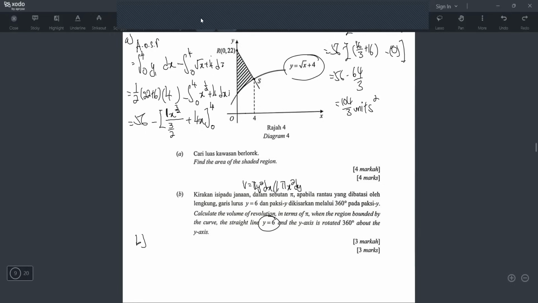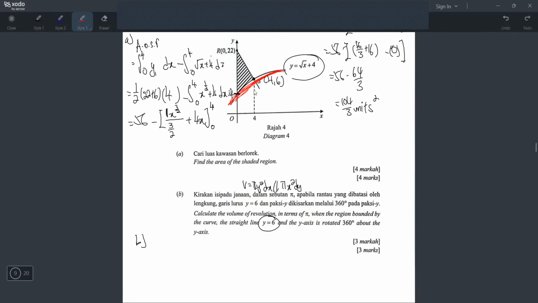Okay, so what does it mean by region bounded by curve? So this is the curve, region bounded by curve, and then straight line y equals 6. Actually we already know this point S just now. It's 4, 6, right? How do we know it's 6? Because I substitute the 4 here: square root 4 is 2, 2 plus 4 is 6, right? And we also know this point, which is 4 just now, right?